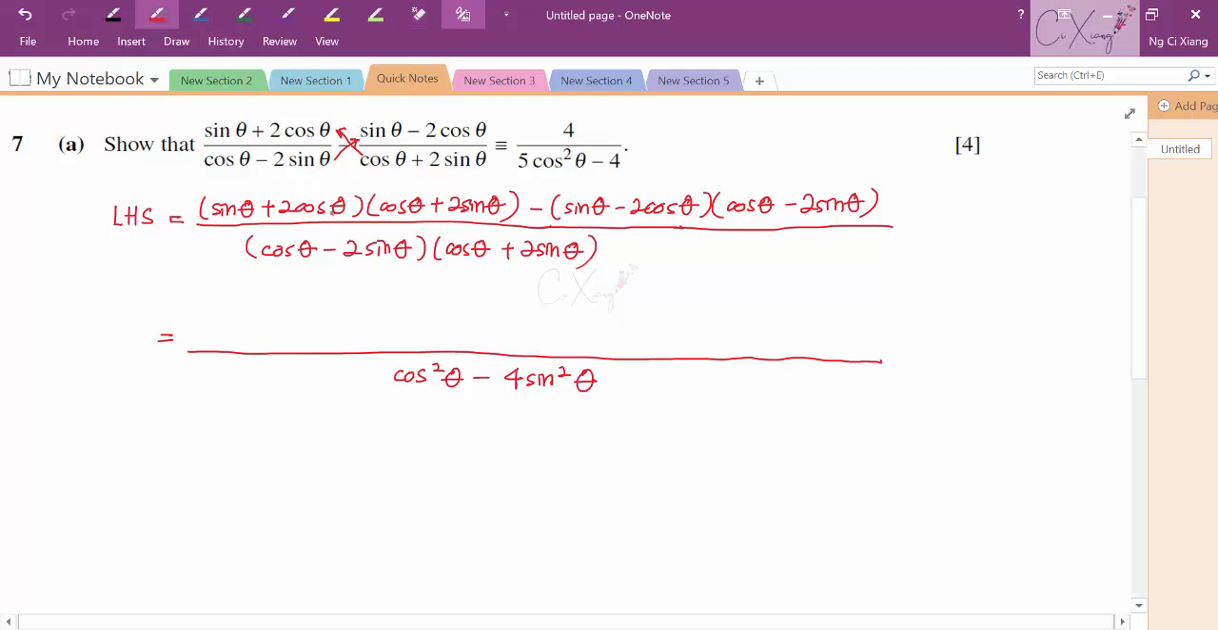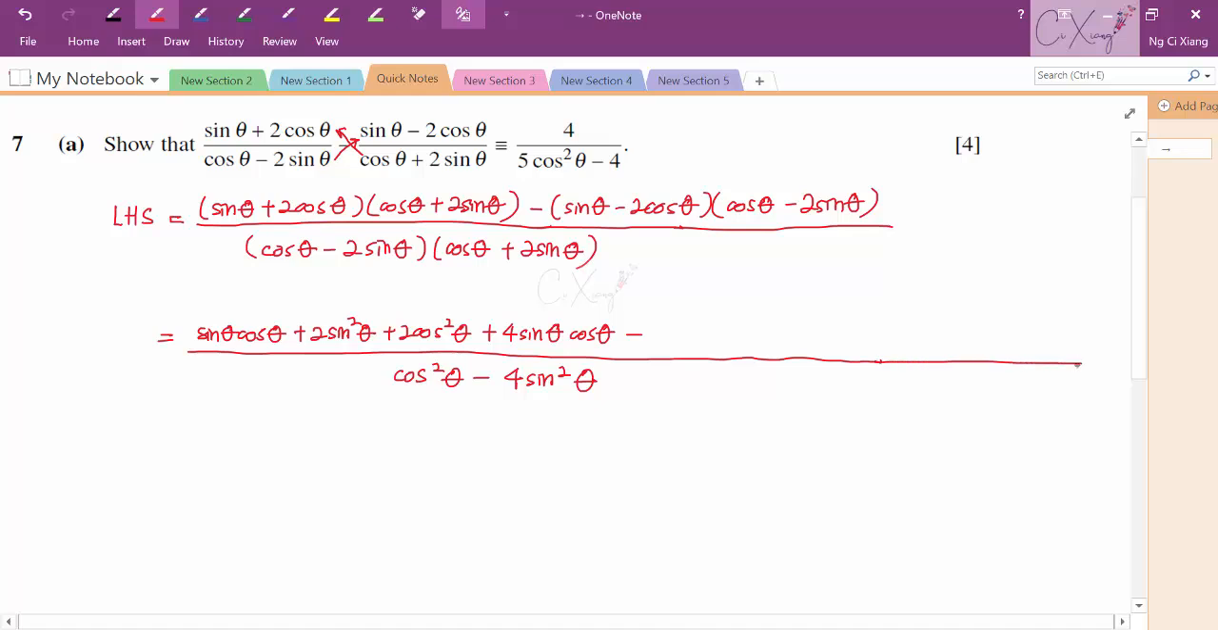Okay, when you expand the front part here, you will have sin theta cos theta, then plus 2 sin square theta plus 2 cos square theta, okay, and then plus 4 sin theta cos theta. So this is when I expand the first part, and this is what I get. Okay, then minus, now I want to expand the second part here.